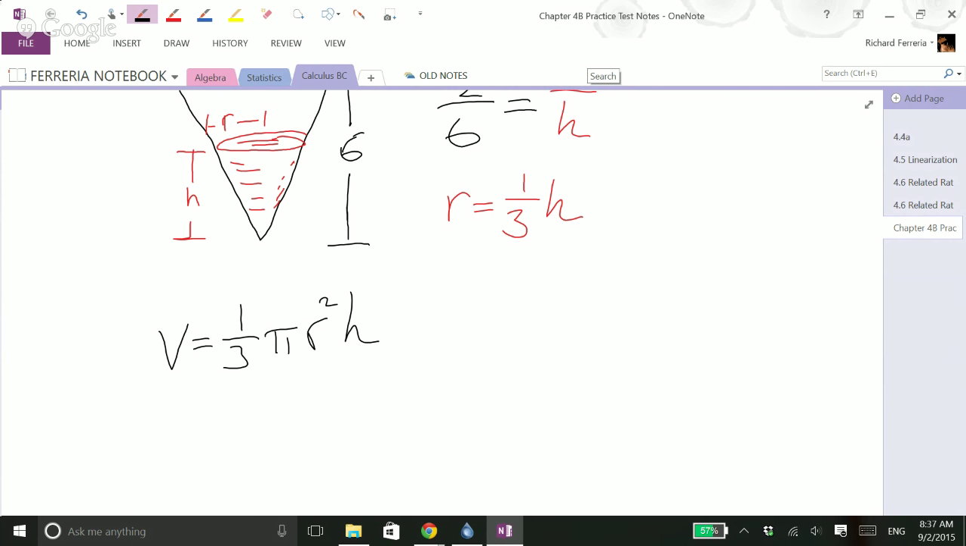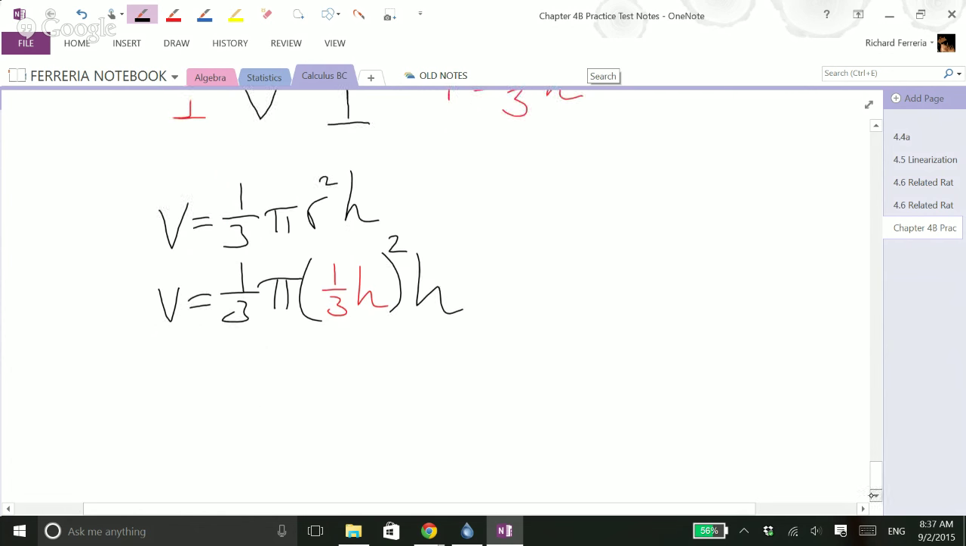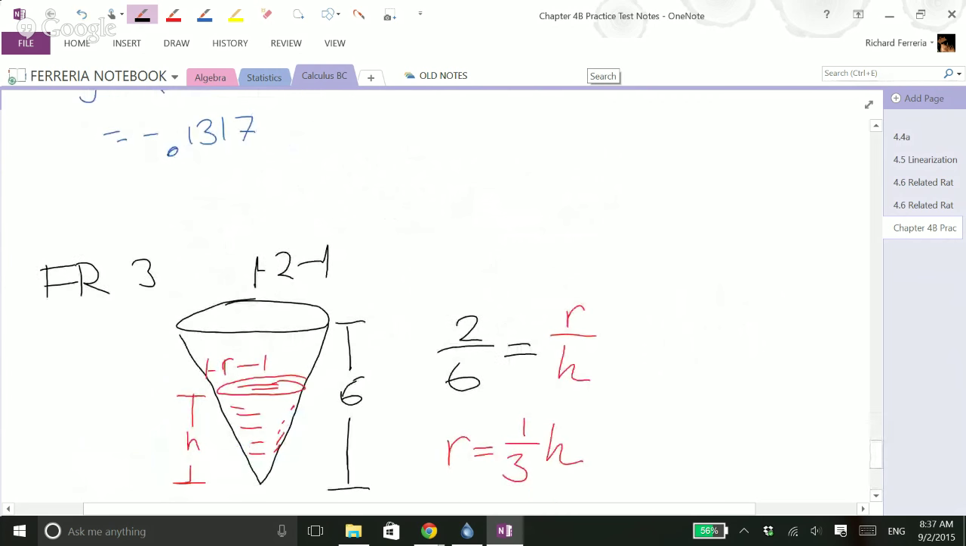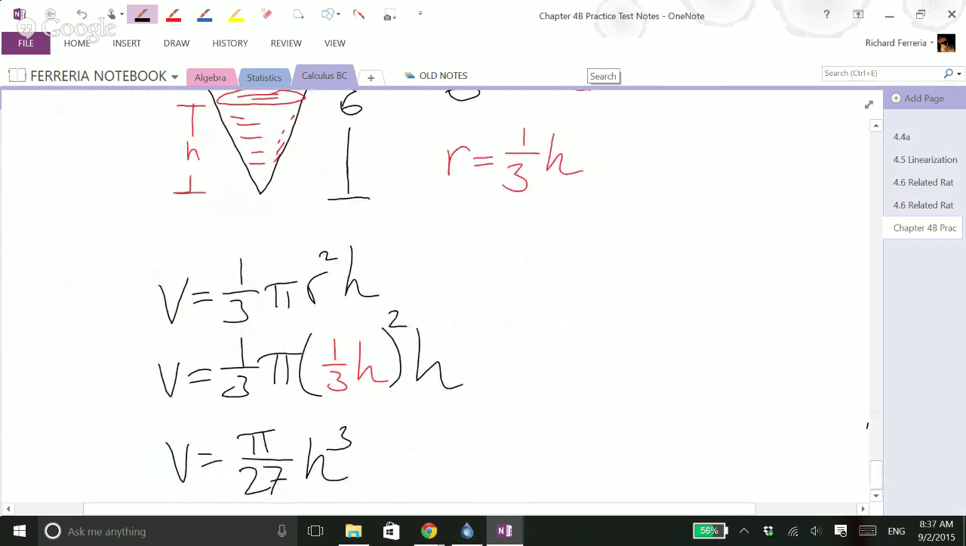All right, radius is 1/3 h. Let's substitute that in. Volume equals 1/3 pi times h over 3, squared, times h. So that's 1/27th h cubed, the volume equals pi over 27 h cubed. Hey, that's the answer to letter A.